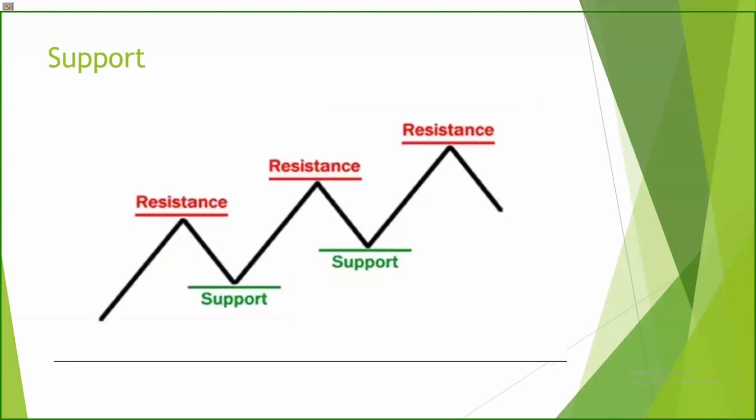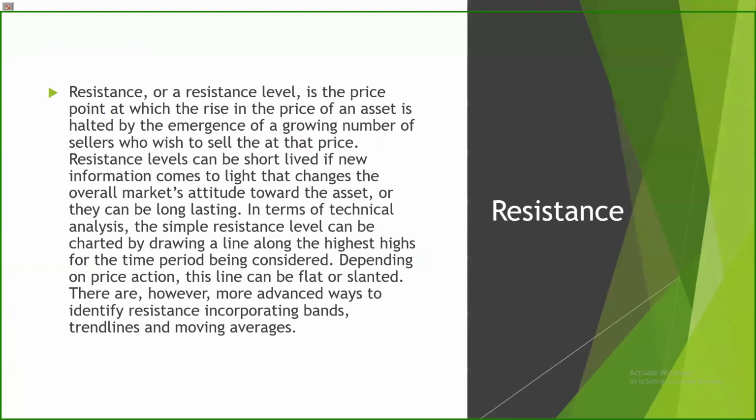Now, as you guys can understand, your resistance is just going to be the complete opposite of support, right? A resistance level is the price point at which the rise in price of an asset is halted by the emergence of a growing number of sellers who wish to sell at that price. It's just the complete opposite of support. Obviously, support's where we bounce at. Resistance is where people sell at. Resistance levels can be short-lived if new information comes to light that changes the overall market's attitude towards the asset. Or they can be long-lasting.